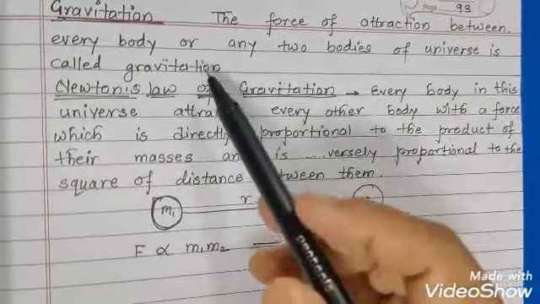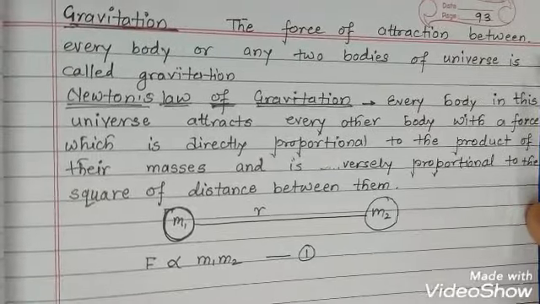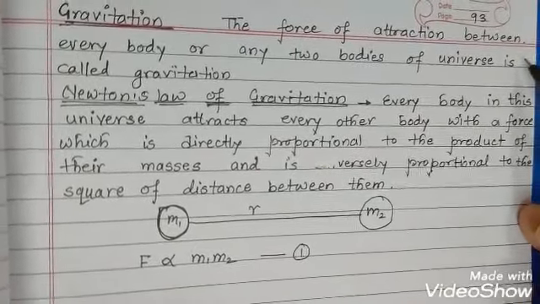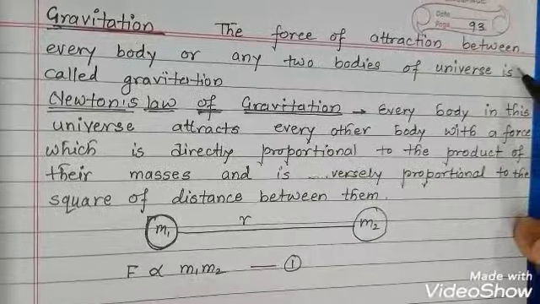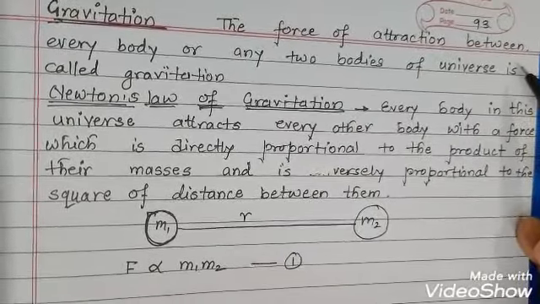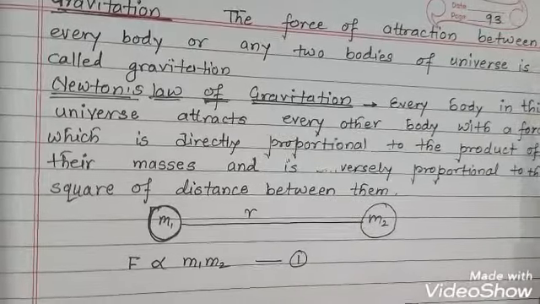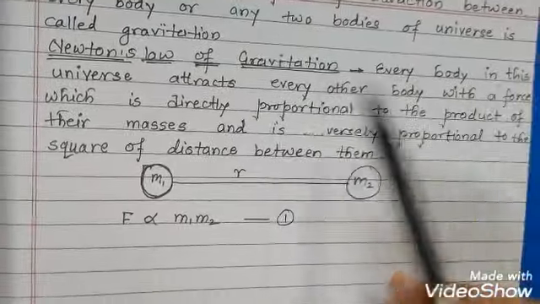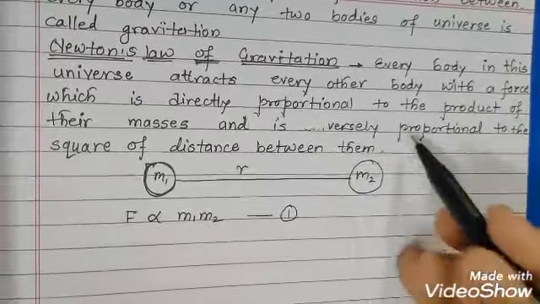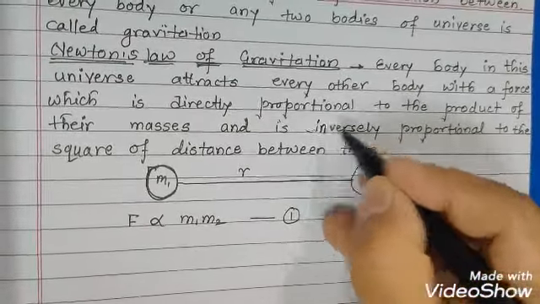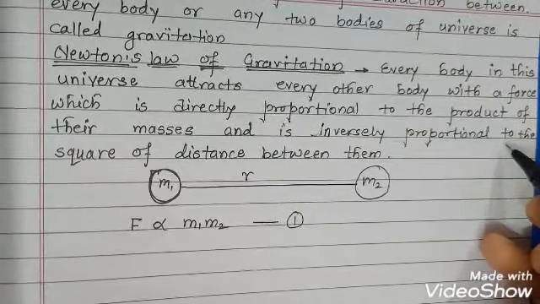Now we will define gravitation. The force of attraction between any two bodies of the universe is called gravitation. That means every object applies a force on any other object in the universe, and this attractive force is called the gravitation force. Now Newton has given the gravitation law, called Newton's law of gravitation. According to it, every body in this universe attracts every other body with a force which is directly proportional to the product of their masses and inversely proportional to the square of the distance between them.